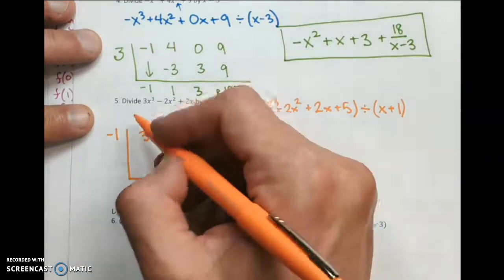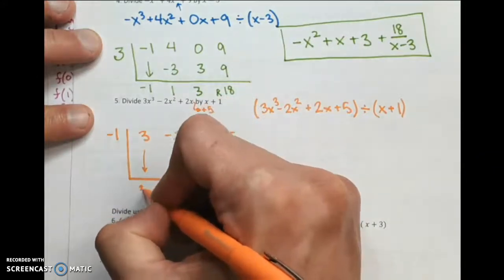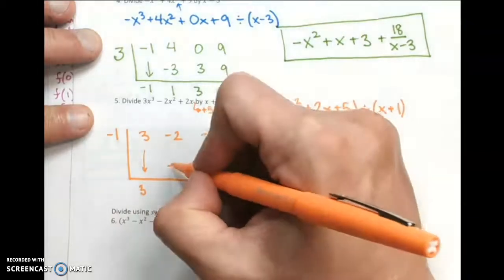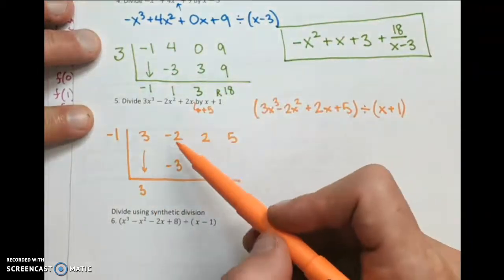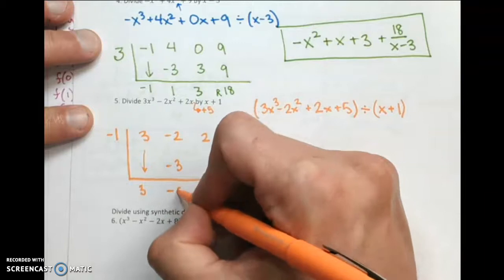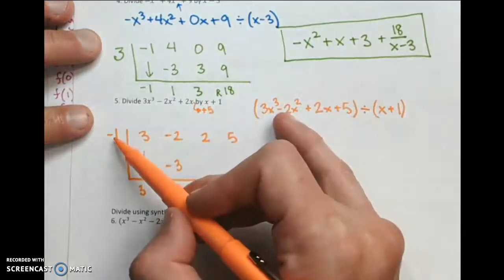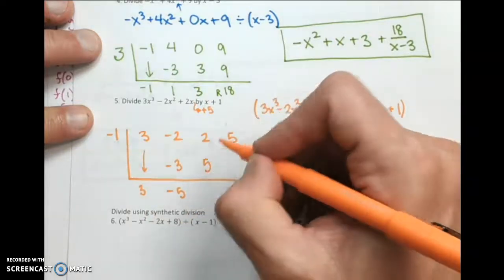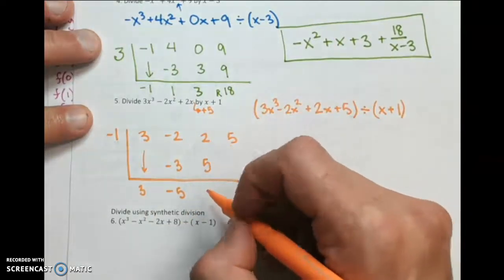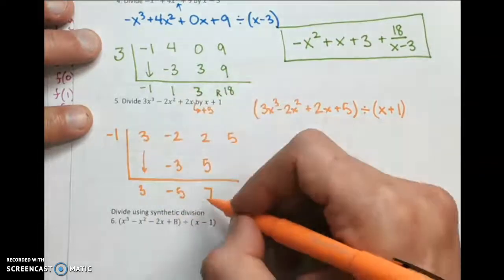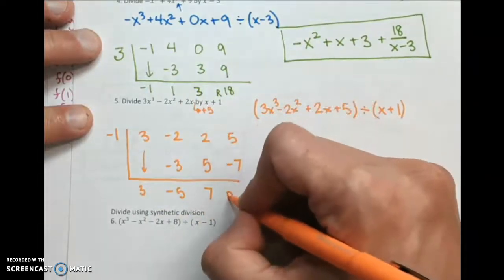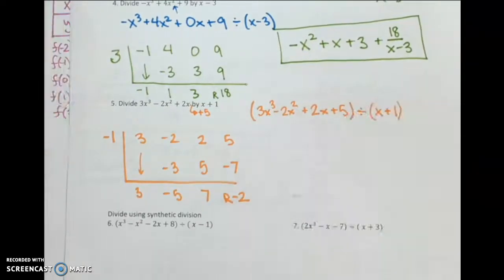Alright, now I bring the 3 all the way down. I multiply that by the term outside, -1 times 3, I get -3. I add -2 plus -3, I get -5. I multiply -1 times -5, I get +5. Combine 2 and 5, and I get 7. Multiply that by -1, I get -7. Combine, I get a remainder of -2.